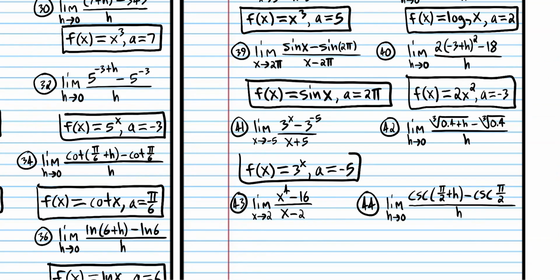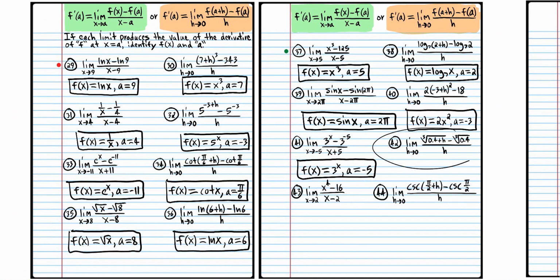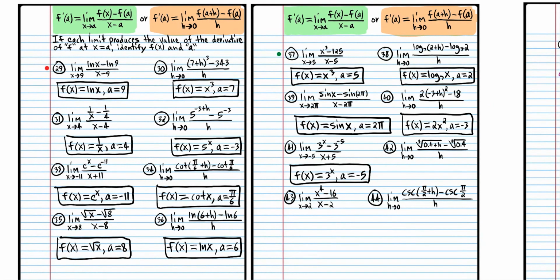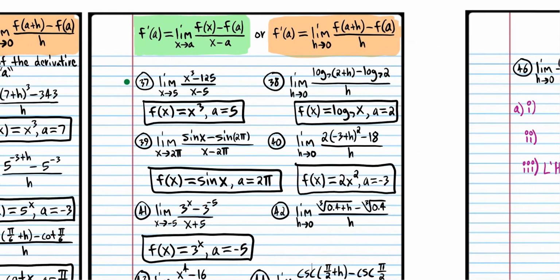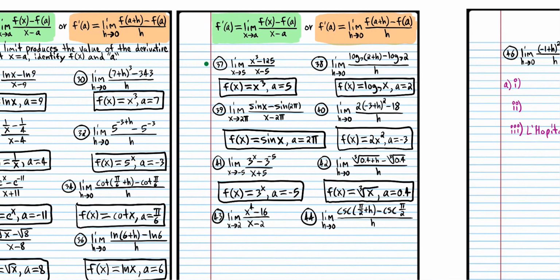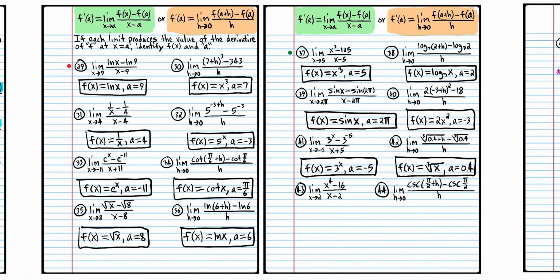Alright, we're back. So if you got that right, excellent. So now we're going to refer to the orange formula because we have h's. So try number 42, and when you come back, we'll do it together. Alright, we're back. If you got that right, excellent. Alright, I want you to try number 43. We're going to be using the green formula, so try 43. When you come back, we'll do it together.